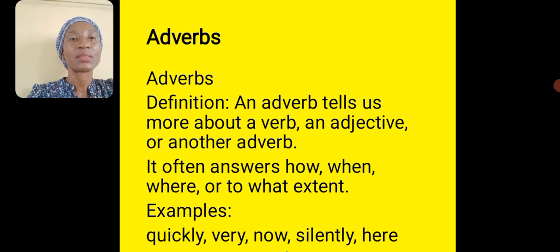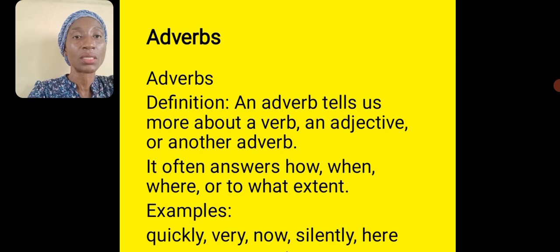The next part of speech we're looking at is adverbs. An adverb tells us more about a verb. An adverb also tells us more about an adjective or another adverb in a sentence. Now, an adverb often answers the question how, right? How something is done. It answers the question when something was done or will be done.